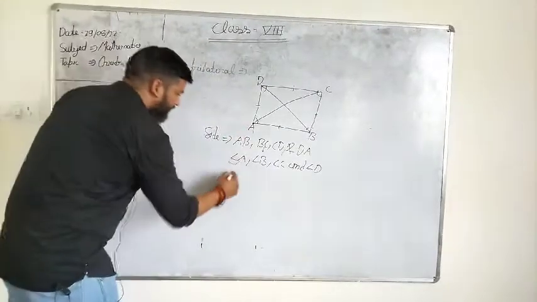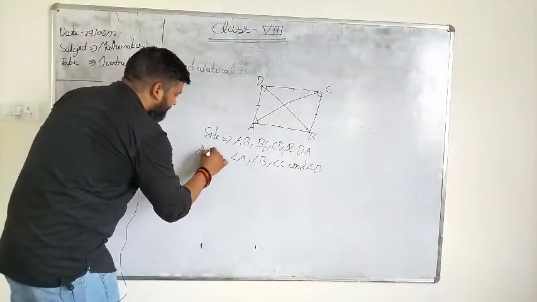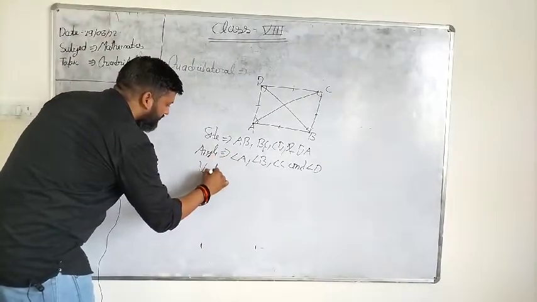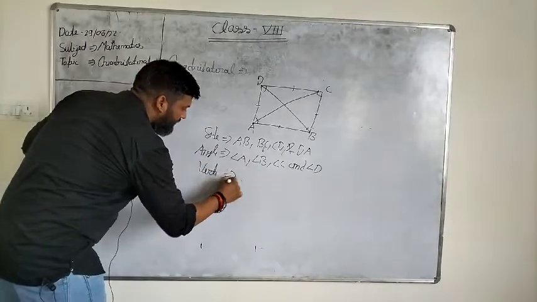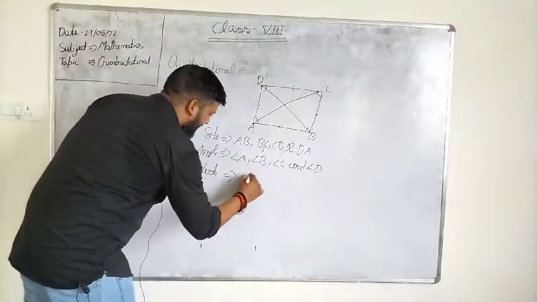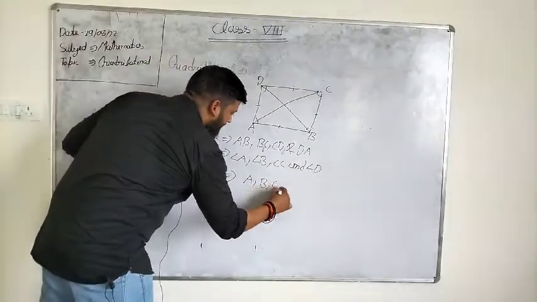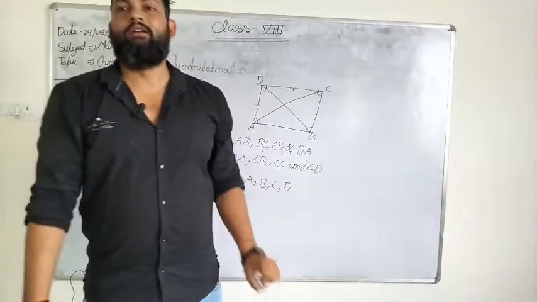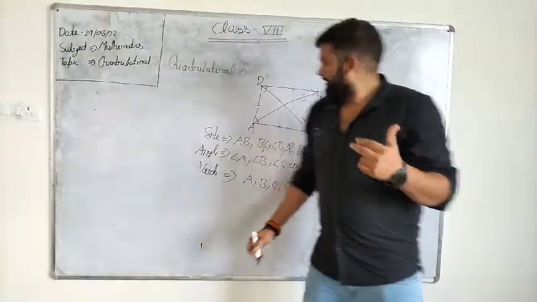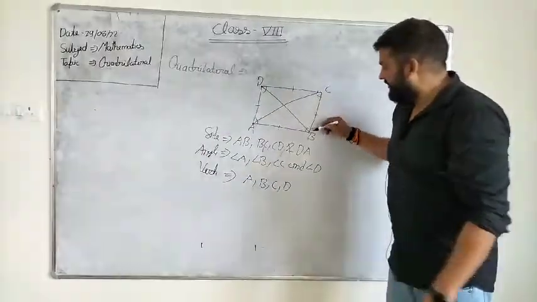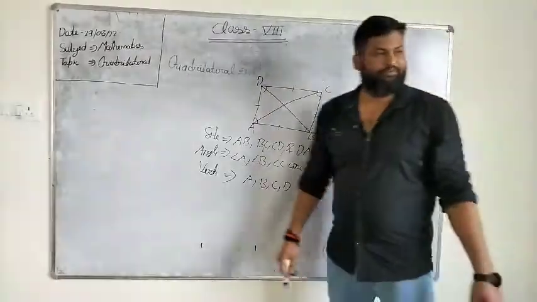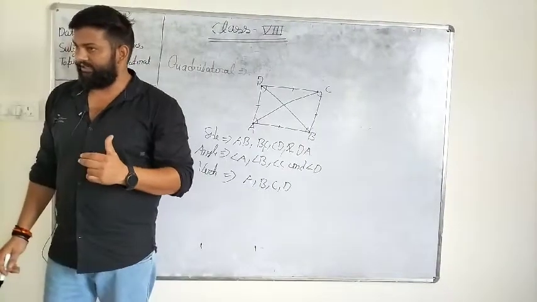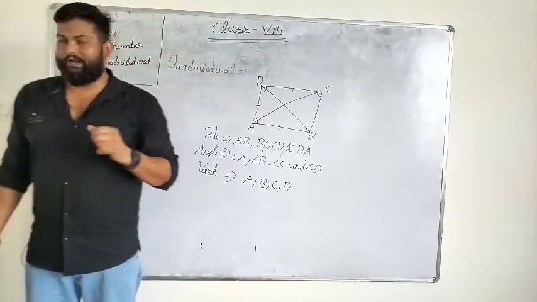Four vertices. What are the vertices? This is the angle. And what are the vertices? A, B, C, D. These are the vertices. And two diagonals: AC or CA, BD or DB. So this figure is called a quadrilateral. Understand? This figure is called a quadrilateral.